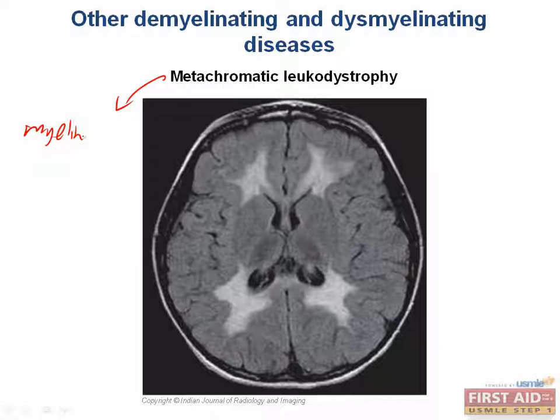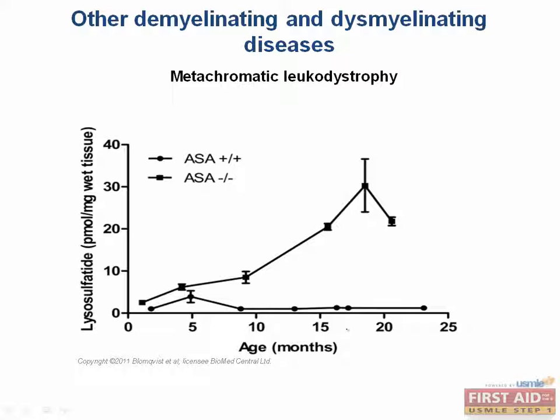On imaging, as seen here in this FLAIR MRI, the hyperintensity is much more symmetrical than you would see in other disorders like MS. The thing to remember about this disease is that it's one of the lipid storage diseases that have neurological effects. So what is the missing enzyme in this disease? Aryl sulfatase A. I'll spell that out. Aryl sulfatase A, or ASA.